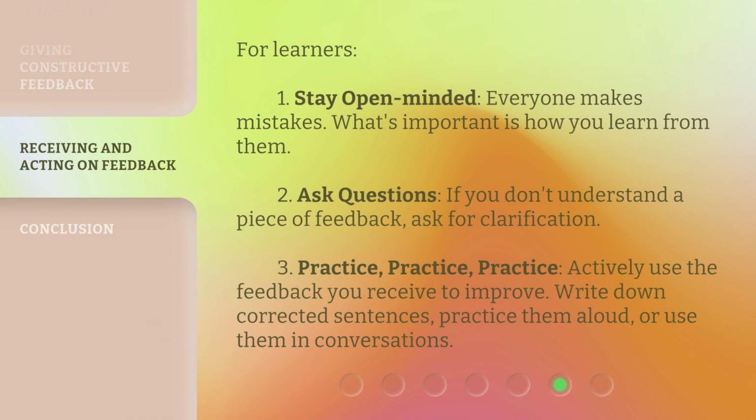For learners, 1. Stay open-minded. Everyone makes mistakes. What's important is how you learn from them. 2. Ask questions. If you don't understand a piece of feedback, ask for clarification. 3. Practice, practice, practice. Actively use the feedback you receive to improve. Write down corrected sentences, practice them aloud, or use them in conversations.